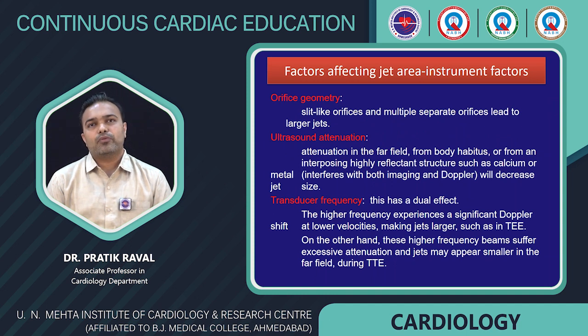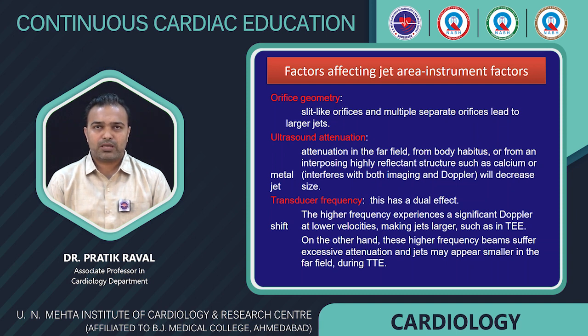Patients with a slit-like orifice and those with multiple separate jets can have larger jets in color flow mapping. Ultrasound attenuation can occur especially in patients with large body habitus or from an interposing highly reflectant structure such as calcium or mitral prosthesis, which will interfere in the assessment of the jet size. The jet will appear falsely small.